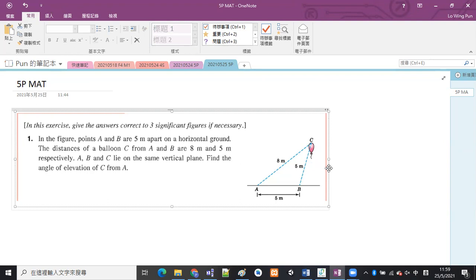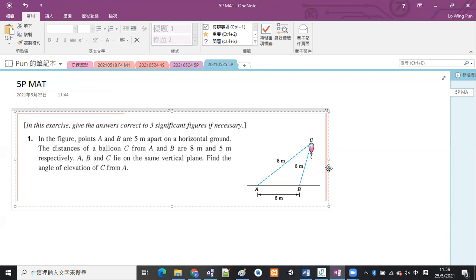Okay. Number 1. In figure, points A and B are 5 meters apart on a horizontal ground. The distance of the balloon C from A and B are 8 meters and 5 meters respectively. A, B, C lie on the same vertical plane. Find the angle of elevation of C from A. Although there are so many verbiage, so many sentences, but do you think you understand the situation?